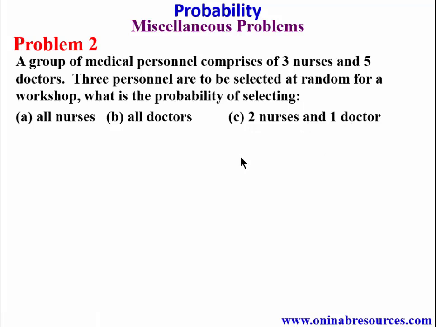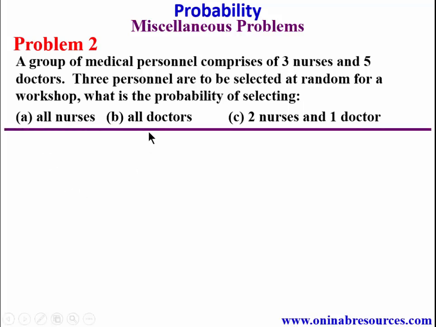This is an example of dependent event, because the probability of picking the first one will affect the probability of picking the second one, because by implication it is not that the first one picked has a chance of being selected again. So that is why we are going to treat it as dependent event. Therefore, in our solution, we have the number of nurses to be 3, number of doctors to be 5, and the total of the personnel 8.